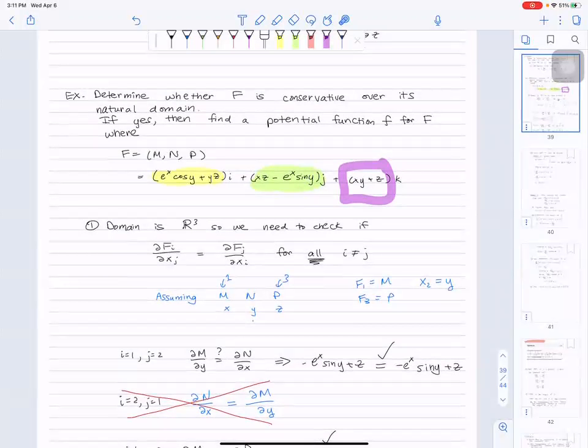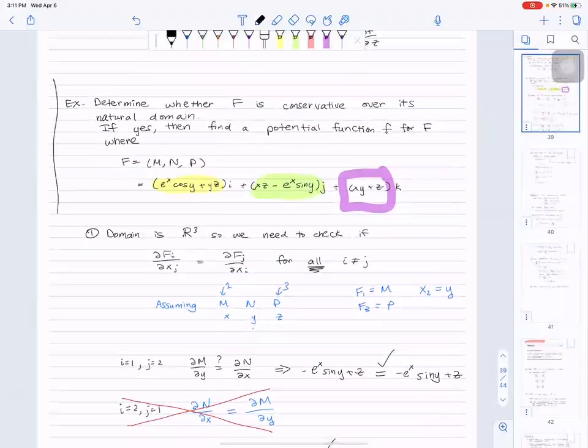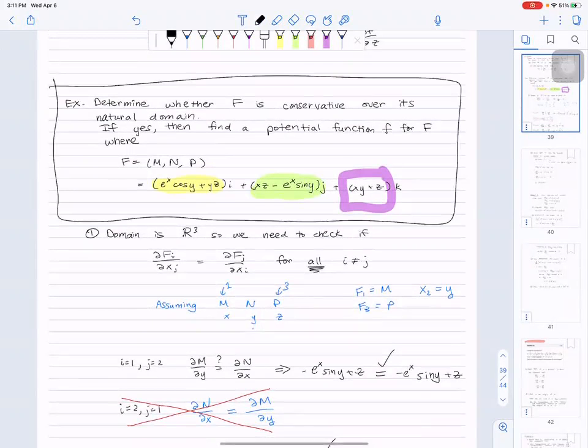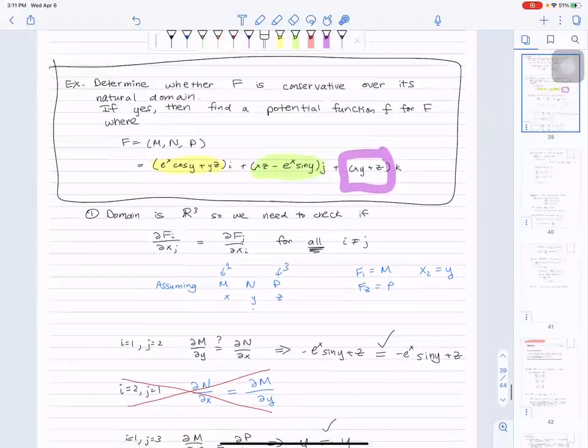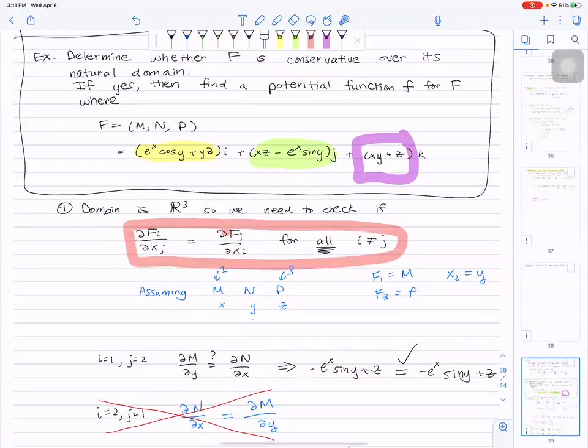Are you given i equals 1, j equals 2, so you know what to check, or do you just check randomly? We know we're only given this question in black. And so we need to check by the component test. We should check this for all i not equal to j.